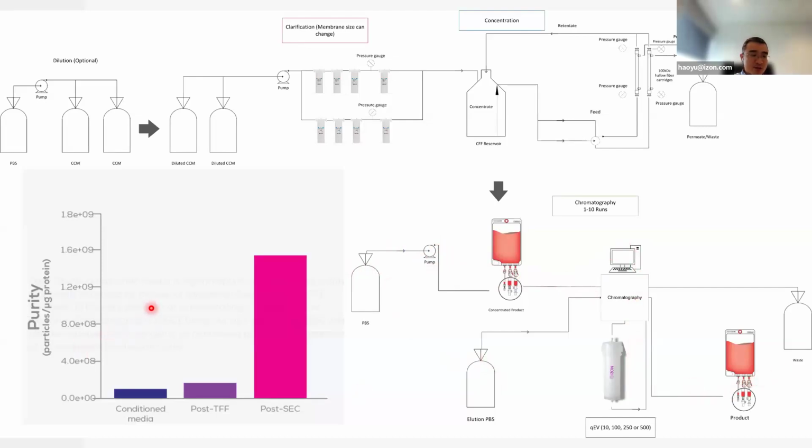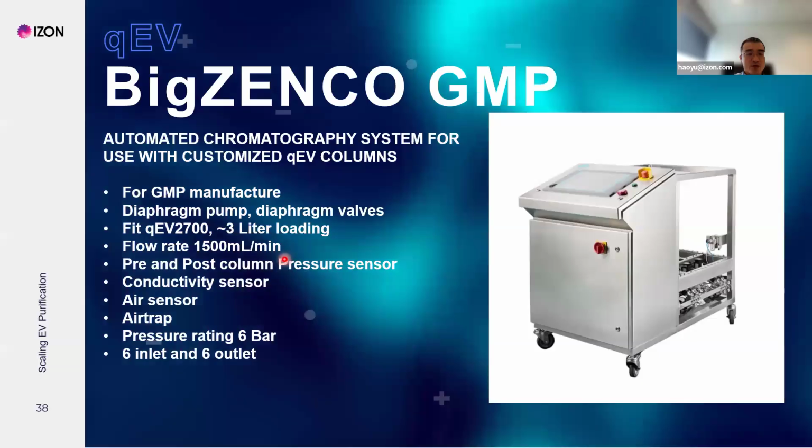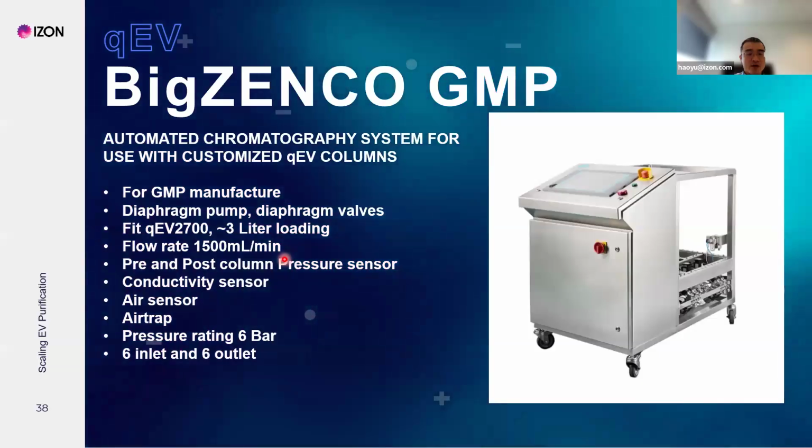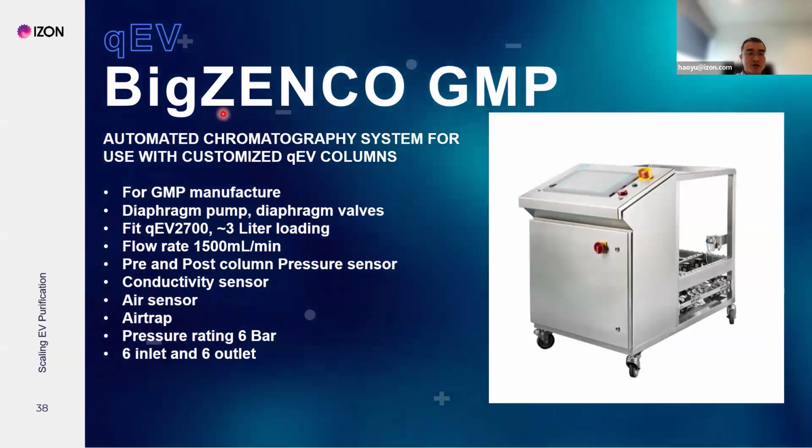As you see in the left image, the raw conditioned medium has quite low purity. And after the Size Exclusion column, it will reach quite a high purity, reaching the E9 level. So it's very pure, quite a pure EV now. So to finish, let's introduce the big Zenko device.